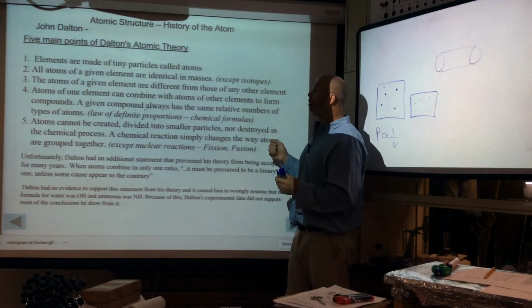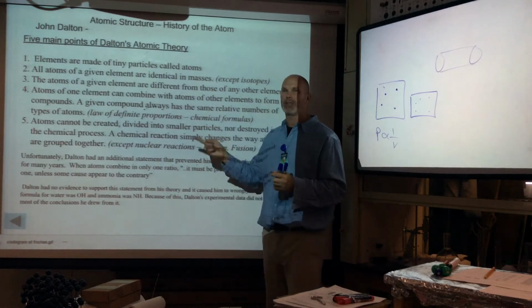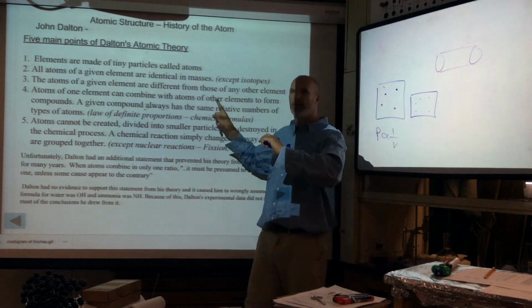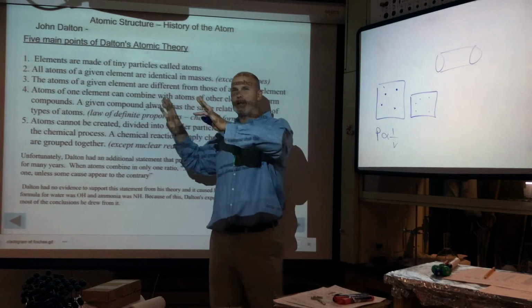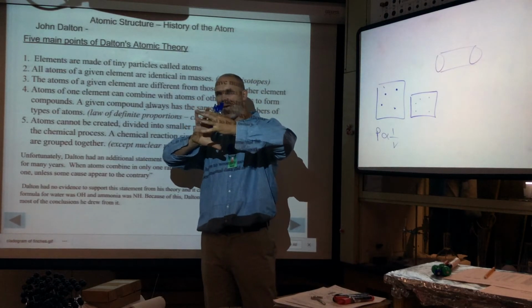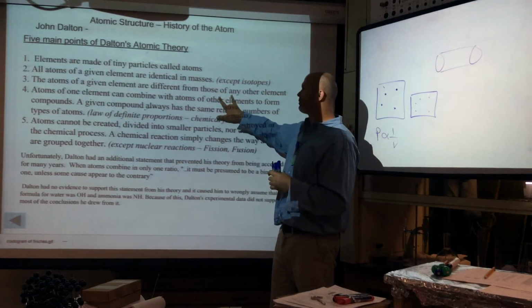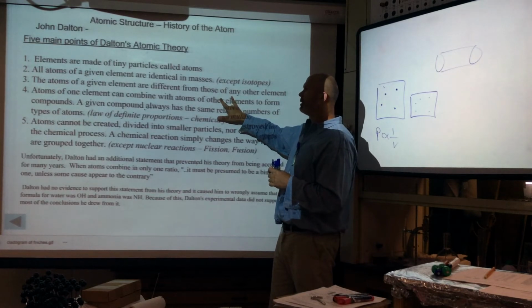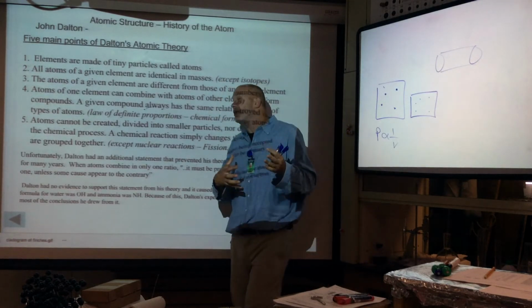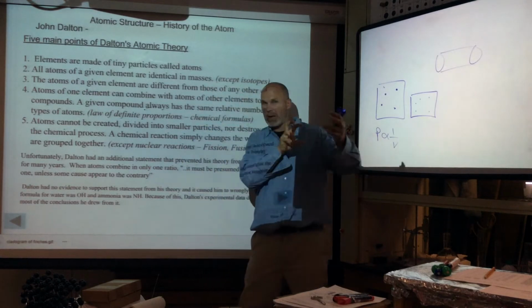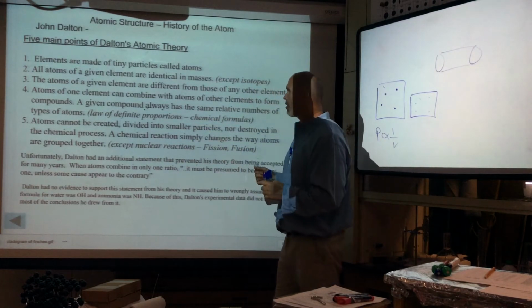Revisited that word. All atoms of a given element are identical in masses. Now, of course, we know that they do differ, in isotopes, but we don't know that yet. But we did know that different atoms have different masses. Okay? Atoms of a given element are different from those of any other element. Okay? They're different. You know, copper is different than carbon. We saw those differences. They make different properties when we purify them.